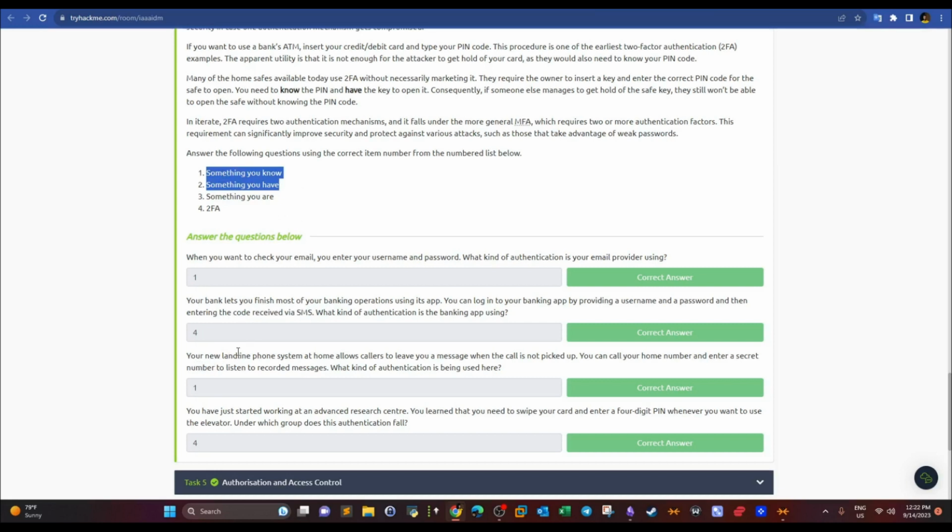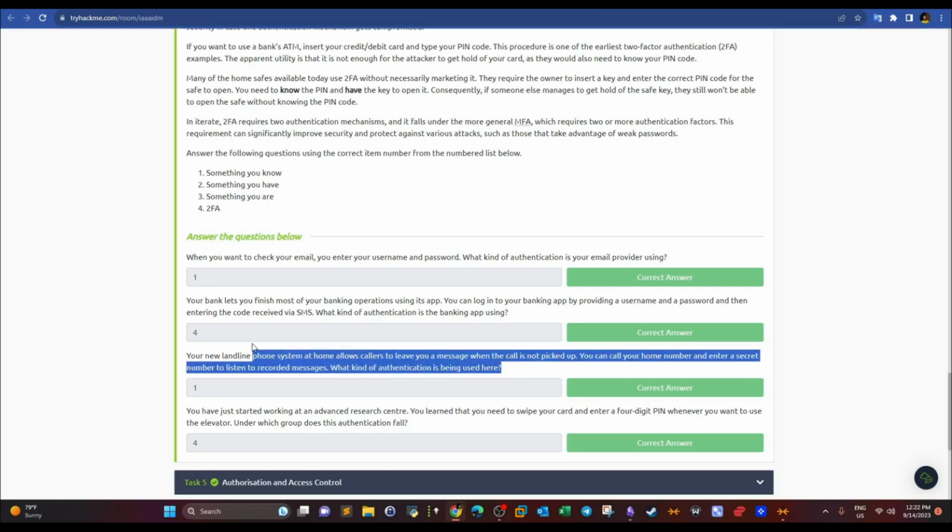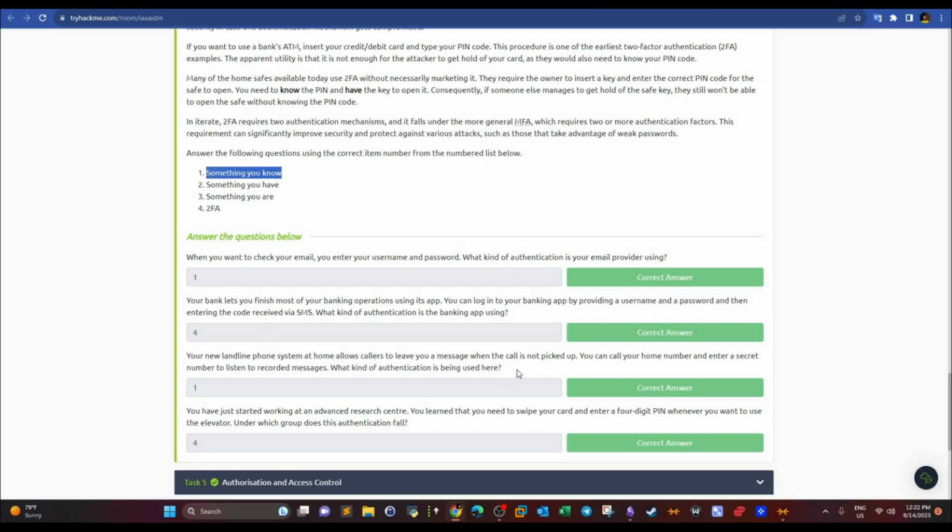Your new landline phone system at home allows callers to leave you a message when the call is not picked up. Voicemail. Okay. You can call your home number and enter a secret number to listen to the recorded messages. What kind of authentication is being used here? So basically, your voicemail system has an authentication so that it asks you for something you know to access the messages. So it's something you know.